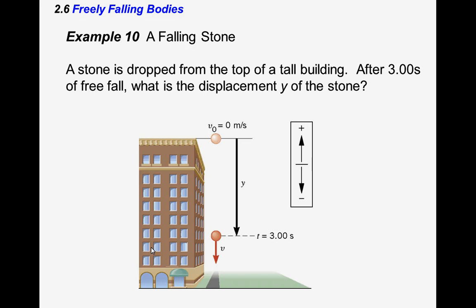So, a falling stone. A stone is dropped from the top of a tall building. After 3 seconds of free fall, what is the displacement of the stone? So the trick here, we have an initial velocity. They drew a picture for us. That was nice. We have an initial velocity. We have a time of 3 seconds. We need to know 3 of our variables. So we know initial velocity, we know time.